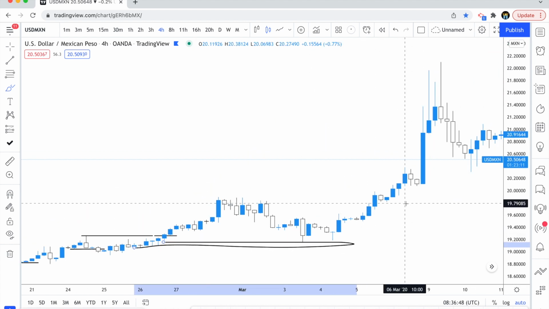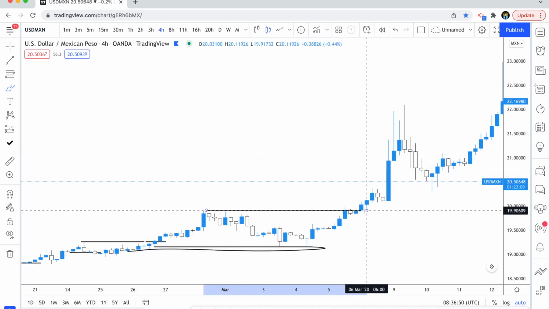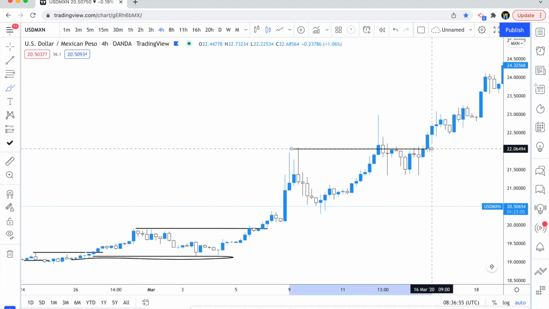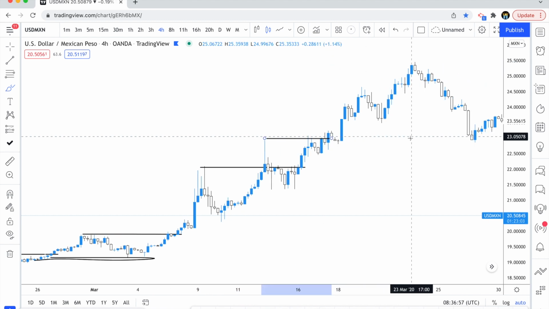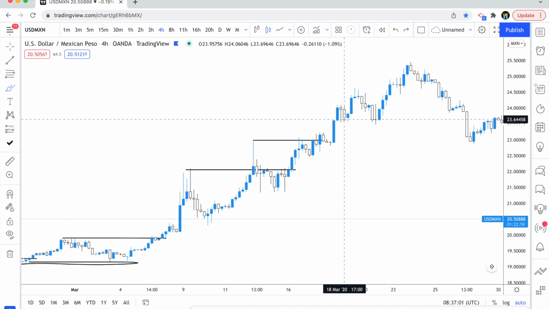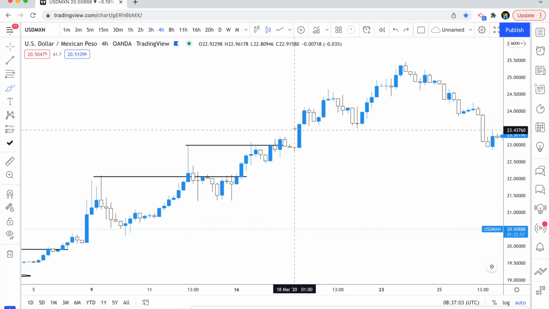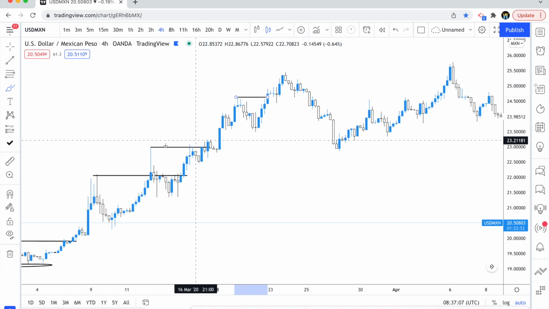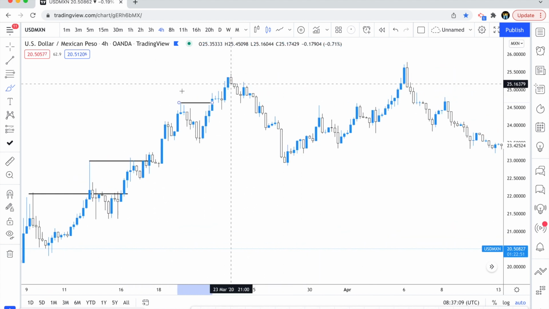Okay, takes off, and then you would consider each break. Now each continuation you'd consider a break of structure, like this, until price starts reversing and pushing, reversing from the uptrend, like this. Okay, so we're going upwards like this.